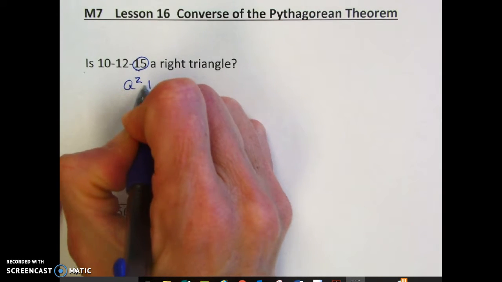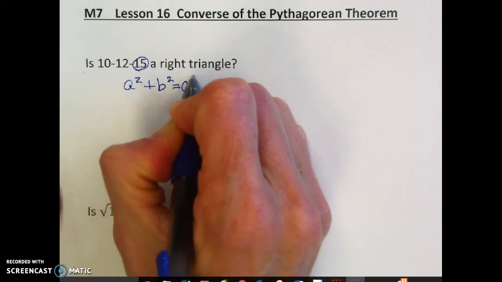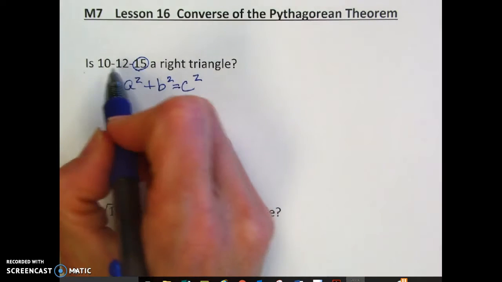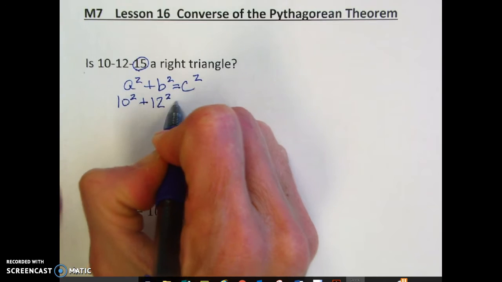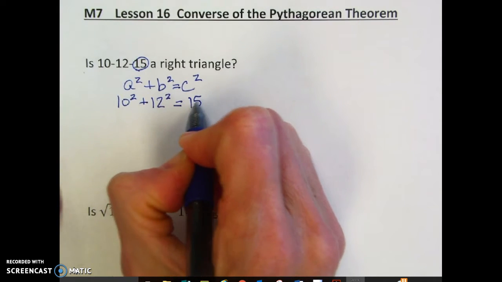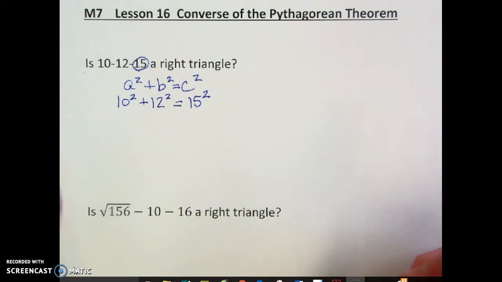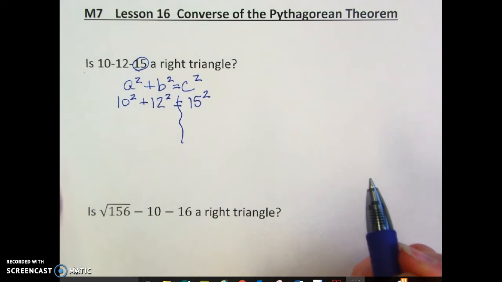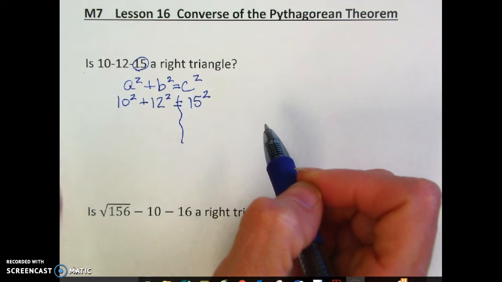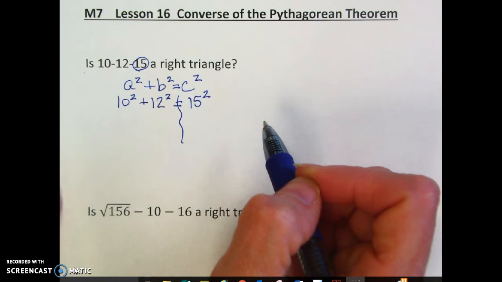So we'll take our formula, a squared plus b squared equals c squared. We'll take our two legs, 10 and 12, and put in for a and b. And we'll take our hypotenuse, 15, and put in for c. And then you grab your calculator, you work out the left side, you work out the right side. If they're equal, it's a right triangle. If they're not equal, it's not a right triangle.